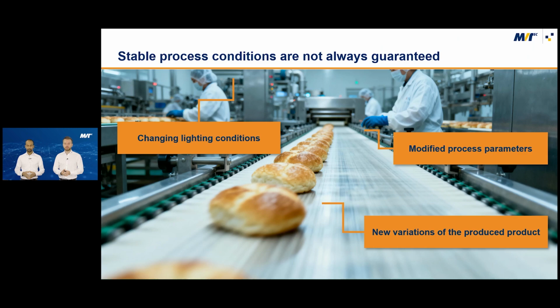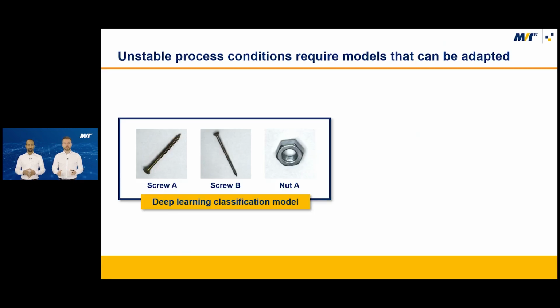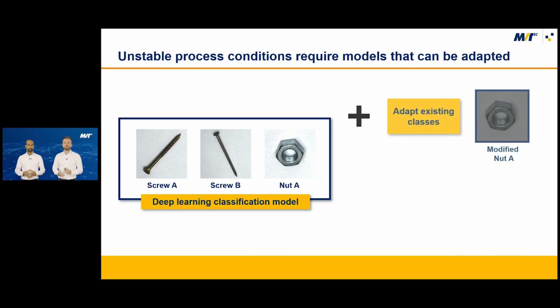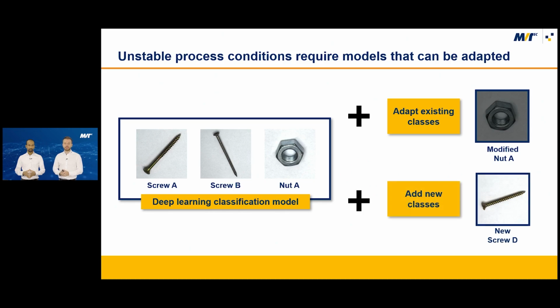your deep learning model. And this adaptation of your deep learning model is not that easy, because for a standard classification model, you always have to do a full retraining to, for example, modify an existing class or add a new class. So simply adding or training with the new data doesn't work. You have to acquire the new data and then retrain the whole model to get a good result.